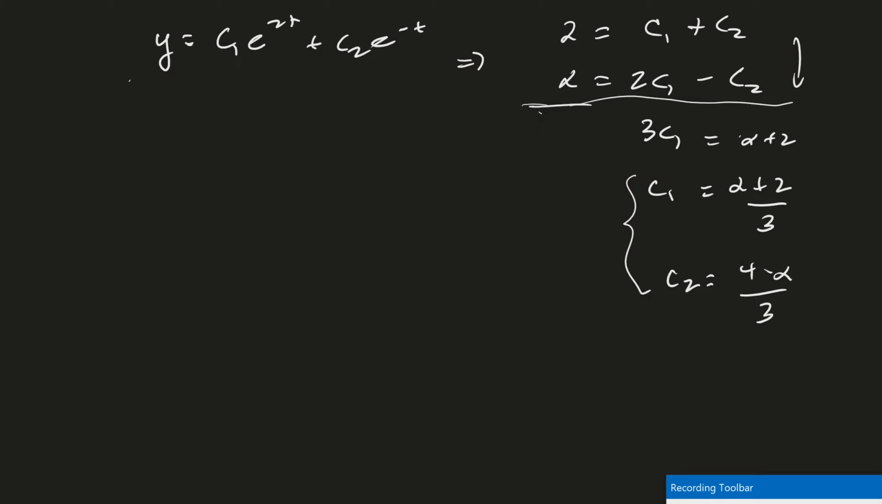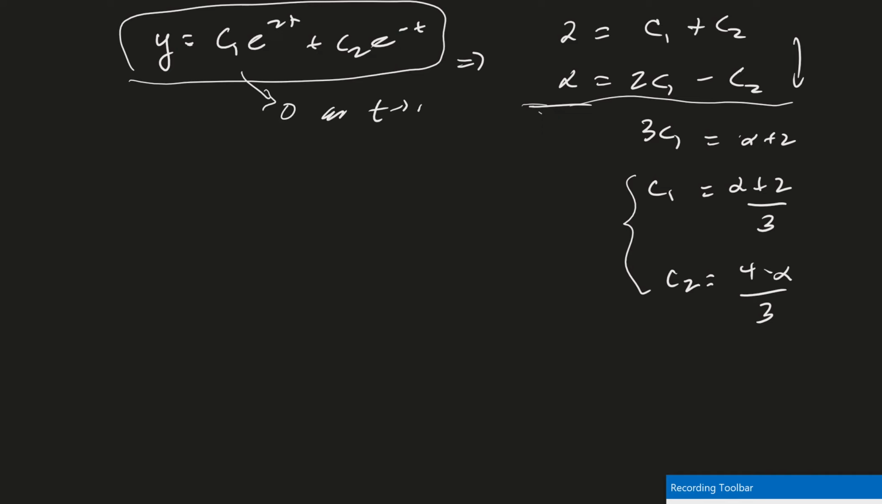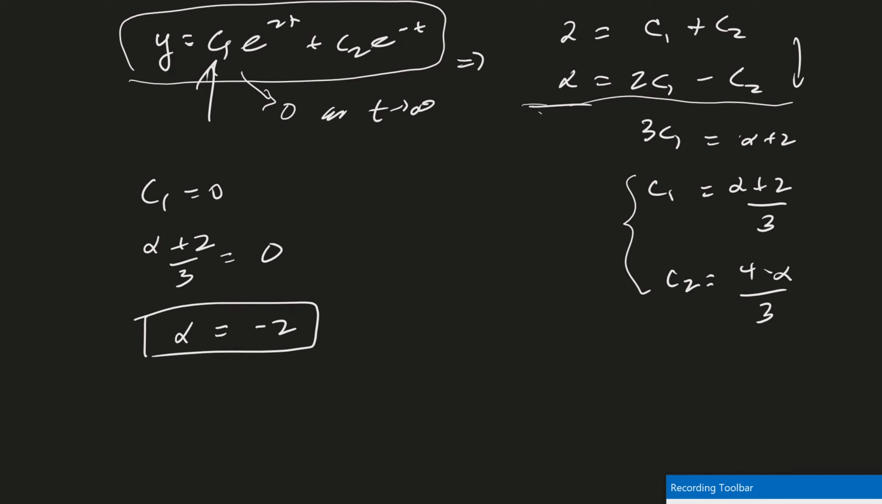And so what do we need in order for this function to go to 0 as t goes to infinity? What choices do we have here for c1 and c2? I think you'll agree that c1 should be 0. Oops, sorry about that. Oh gosh, I'm making a big mess. c1 needs to be 0, which means alpha plus 2 over 3 equals 0, which means that alpha equals minus 2. There it is. So if I have an initial velocity of minus 2, my solution will go to 0, and I'm running short of time. I'll see you later.